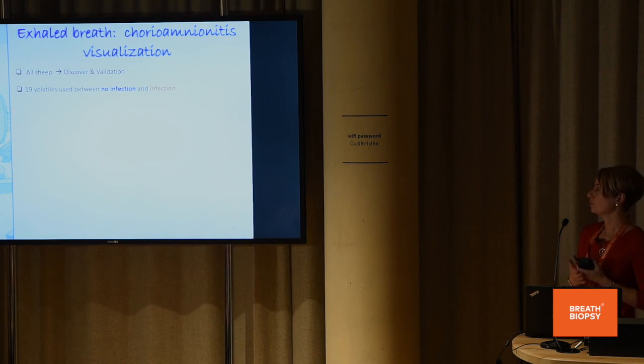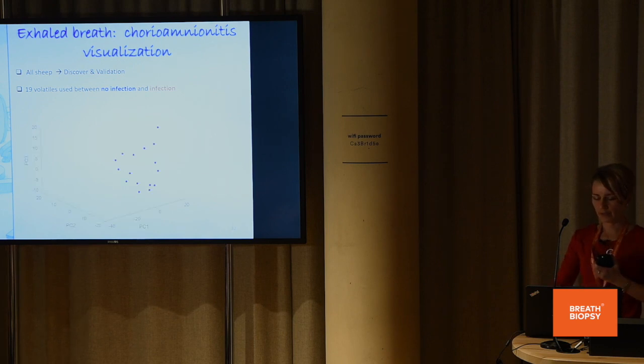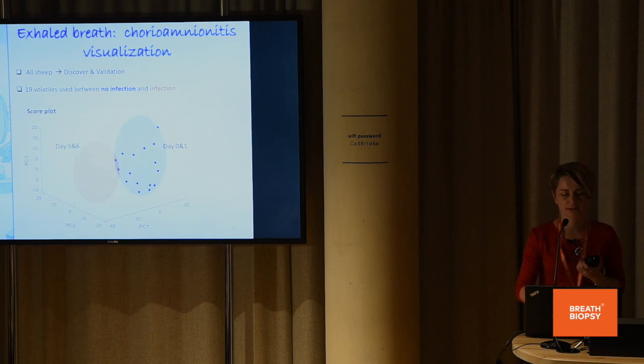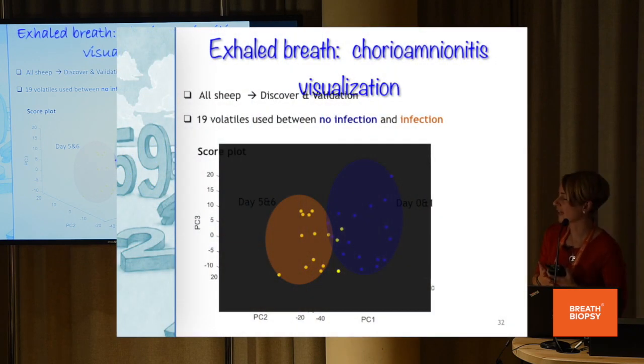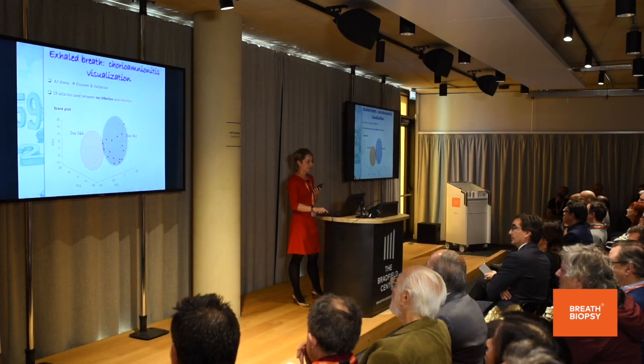Because we were able to validate it, I said, okay, let's see what the groupings look like if I combine all my data, and this is what you see here. So you see again clear groupings between my infected animals, the brown and yellow circles, and the blue, which is non-infected.